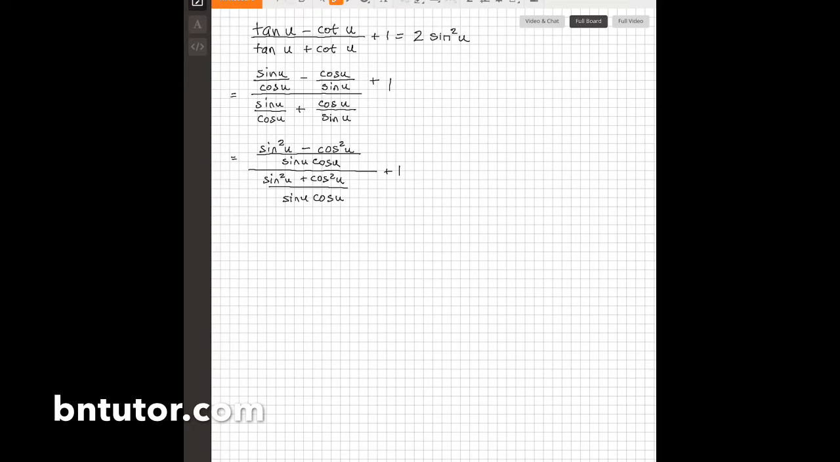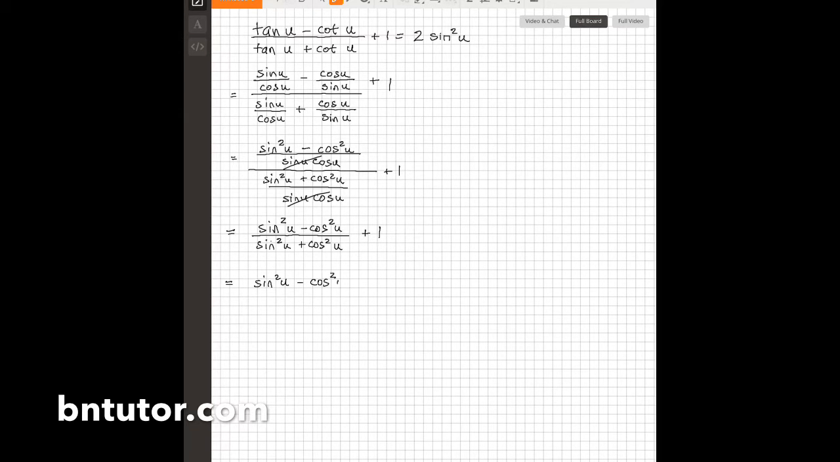Now we look at these two fractions, the numerator and denominator, and realize we can cancel out the sine of u times cosine of u, because we would just end up multiplying by the reciprocal of that denominator. As a result, we have sine squared of u minus cosine squared of u, and in the denominator, sine squared plus cosine squared, which is a commonly known identity that's just equal to 1. Therefore, we no longer have any fractions in this problem. What remains is sine squared of u minus cosine squared of u plus 1.